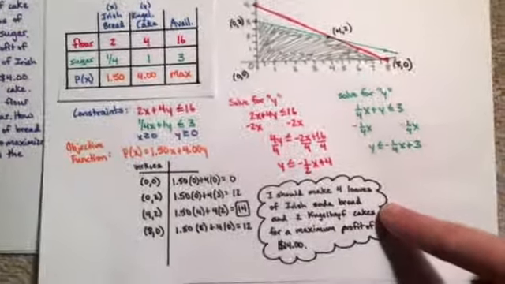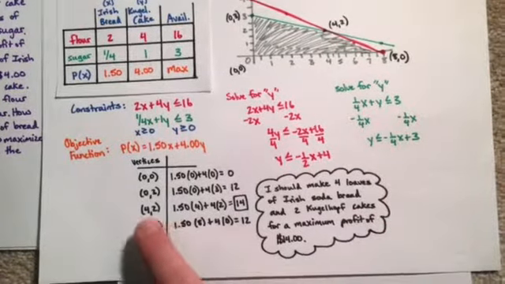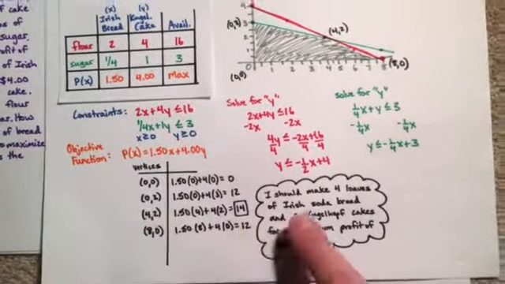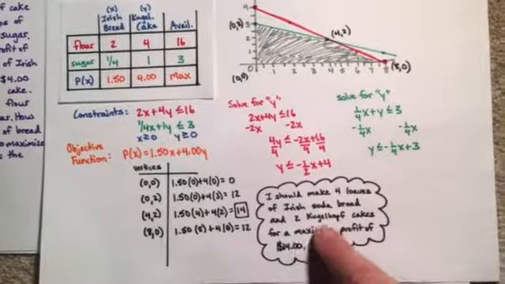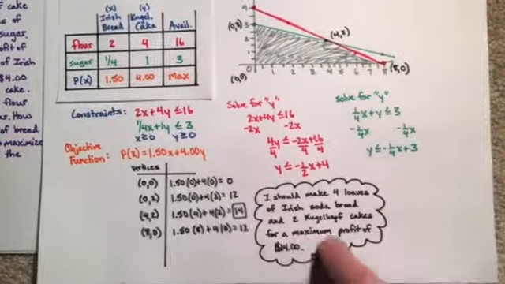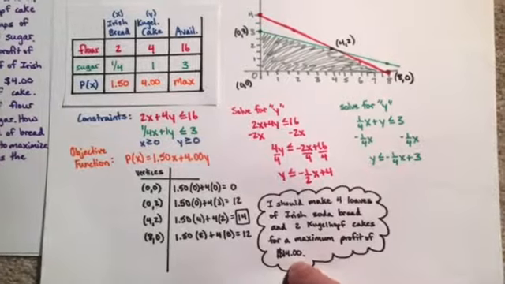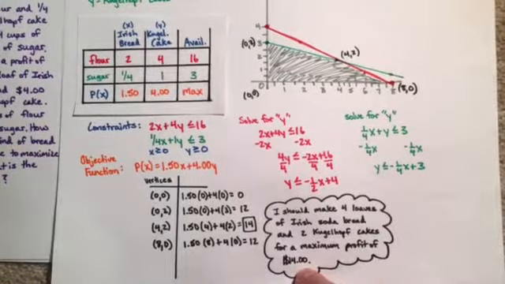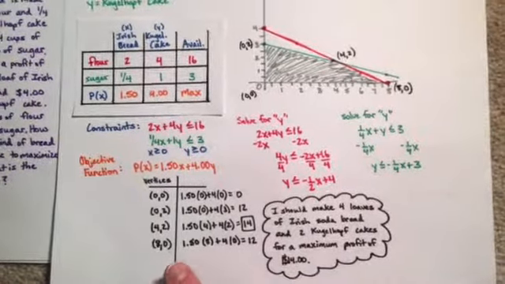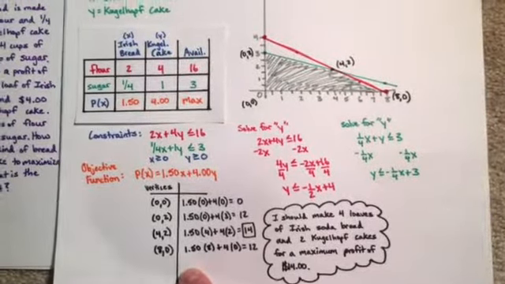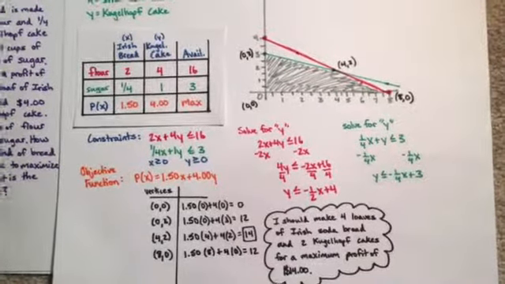So my conclusion is that I should make 4 loaves, because that's my X value, of Irish soda bread and 2 Kugelhof cakes for a maximum profit of $14. So this concludes my example of linear programming. I hope that you take advantage of the extra credit opportunity, and let me know if you need any extra help making your video.